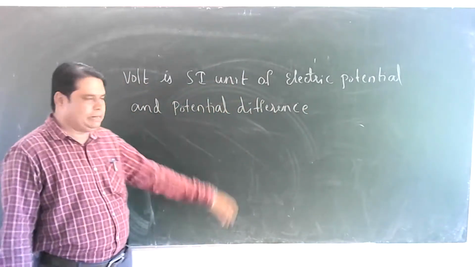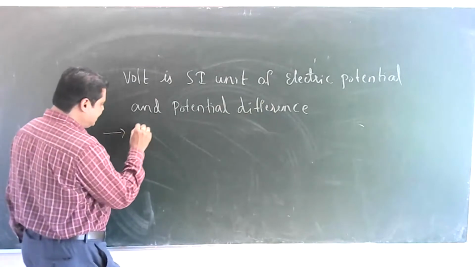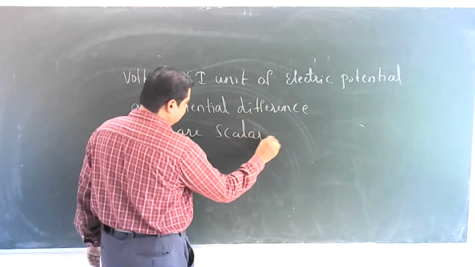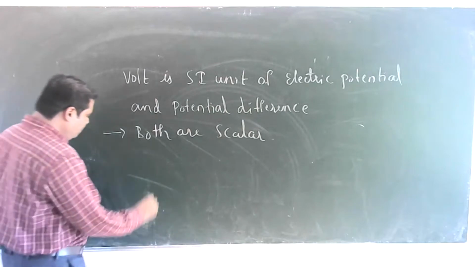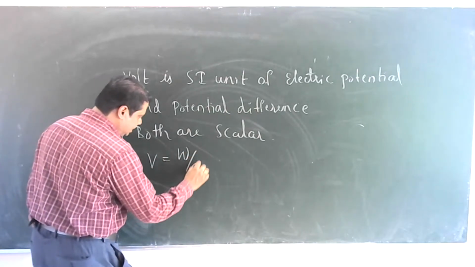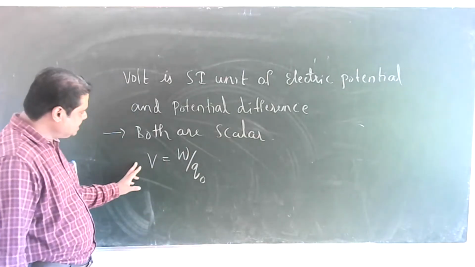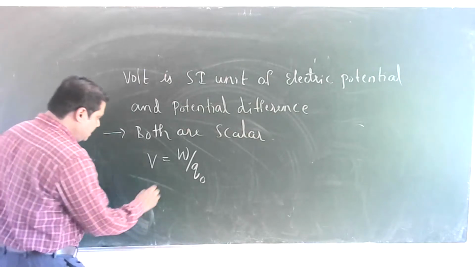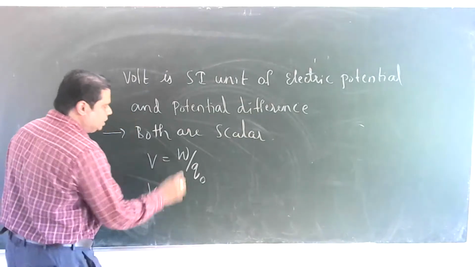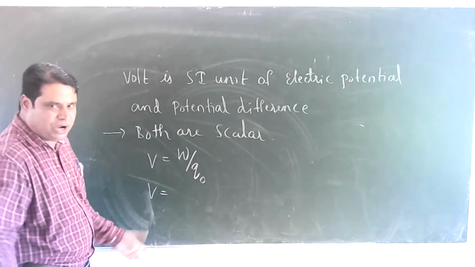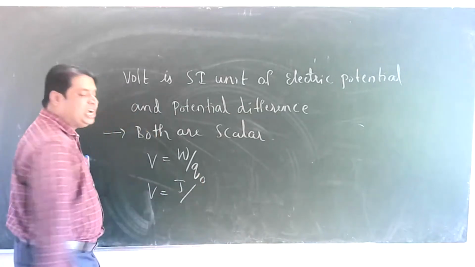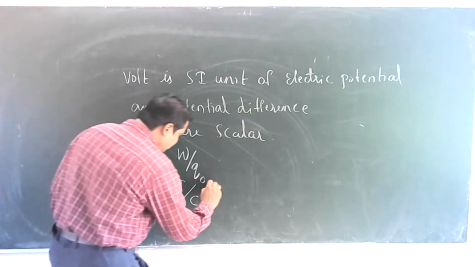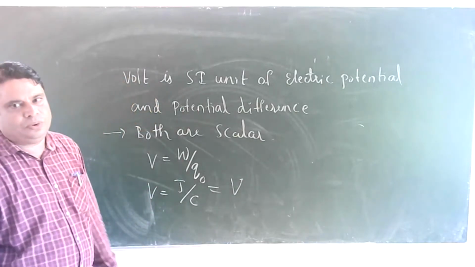Okay, of course, electrostatic potential and potential difference are both scalar quantities. Again, we know V is given by W by Q, or Q naught, whatever it may be, where V is electrostatic potential. Now we can write V is equal to W by Q. The SI unit of work is the joule, J, and of charge is the coulomb, C. So joules per coulomb is equal to volt.